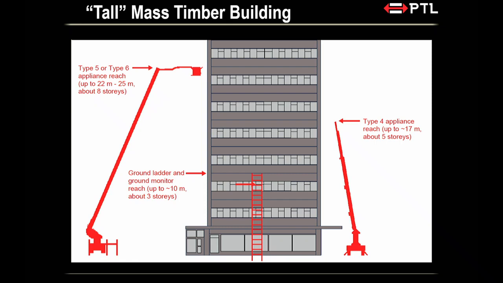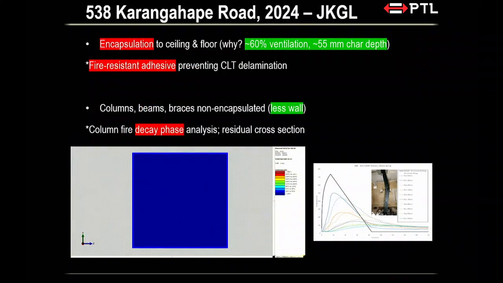Now, if your load-bearing walls and columns are just buckling, or your floor is delaminating, you can see that they might not be too pleased, right? So that's the reason for those requirements. Now, what do we do for this K Road project? So we have encapsulation to the ceiling and the floor.